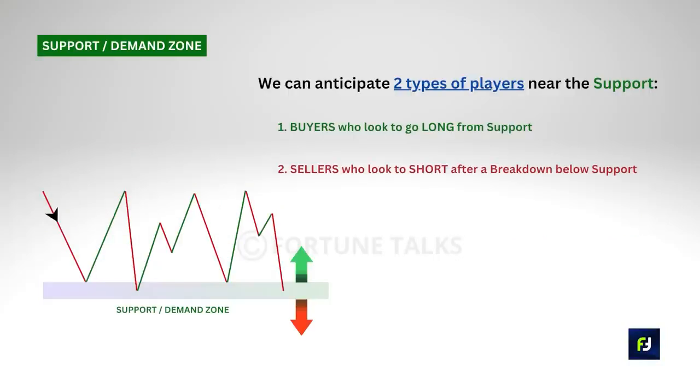So, when price tests a support level a few times, we can anticipate two types of market participants around this area. The first group involves buyers who are looking to take a long position at or above the support level to take a reversal trade. The second group are sellers who are looking to profit from a breakdown below the support level. Now, how will both of these players act in this scenario?